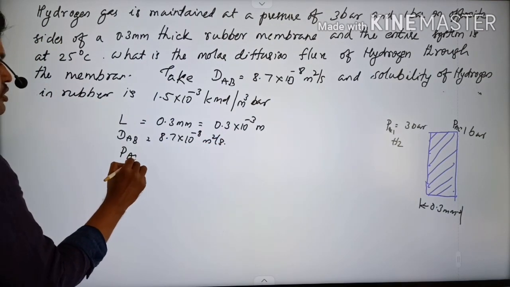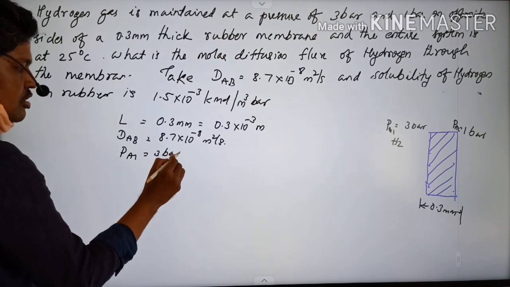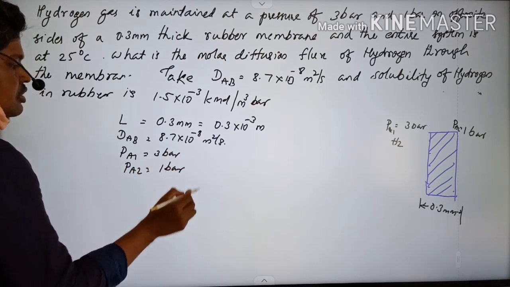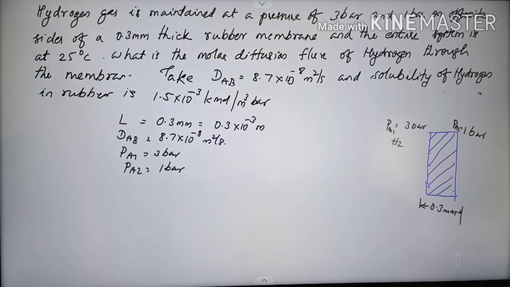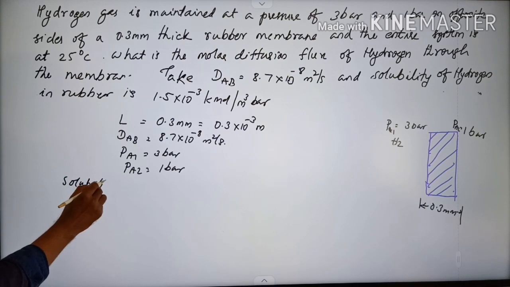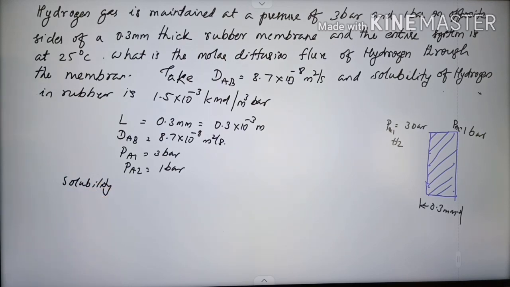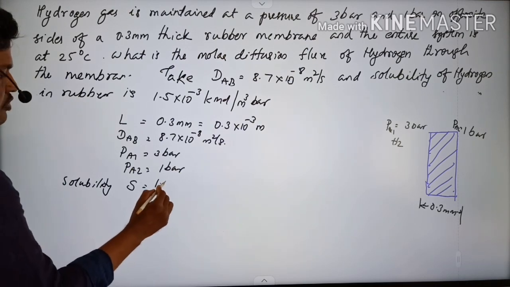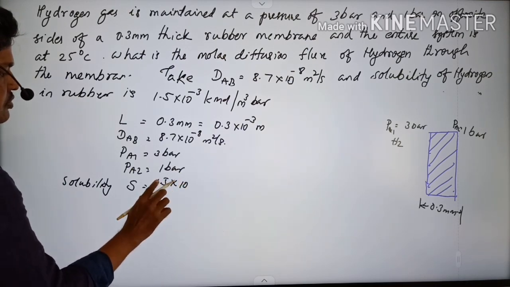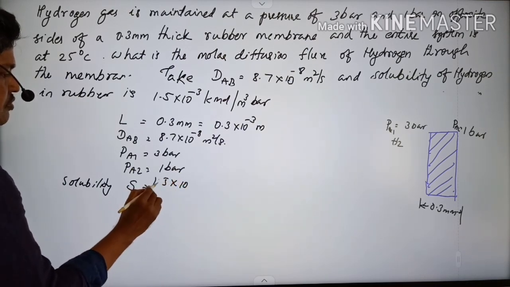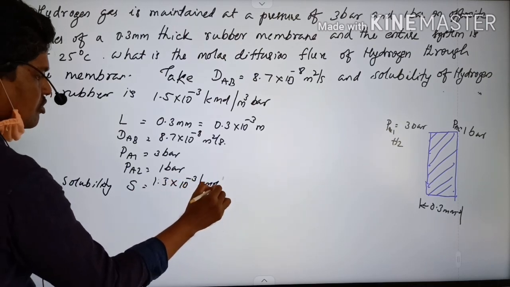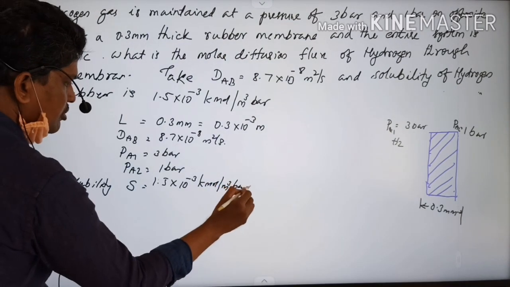Then PA1 is equal to 3 bar and PA2 is equal to 1 bar. Then solubility. Solubility, denoted by S, is approximately equal to 1.5 into 10 raised to minus 3 kilomole per meter cube bar.